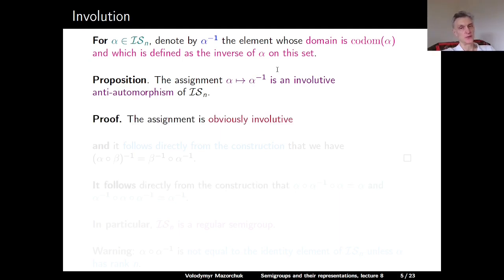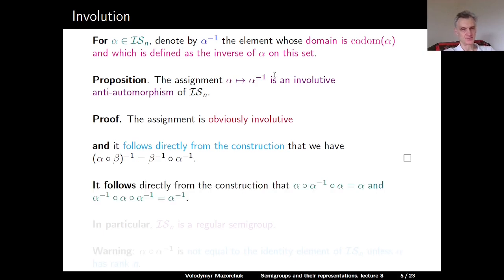The assignment is obviously involutive, so that's clear. And of course it follows directly from the construction that alpha after beta, all raised to the power minus 1, equals beta to the power minus 1 after alpha to the power minus 1, because taking the inverse element on a subset reverses the order of multiplication. So this proves the proposition.